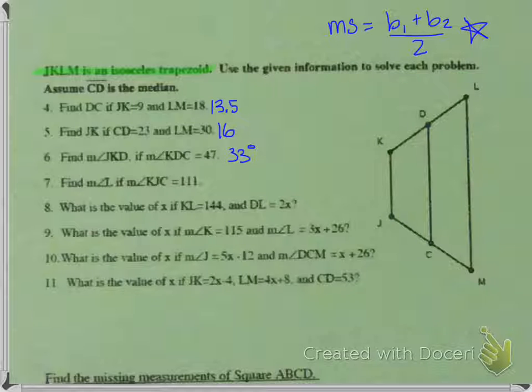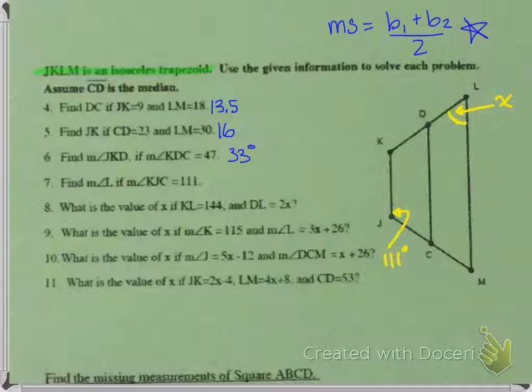Okay, next one, number 7. It says find the measure of angle L if the measure of angle KJC, that's right here, if that angle is 111. Now it wants to know angle L, which is way over here, way across from it. Okay.